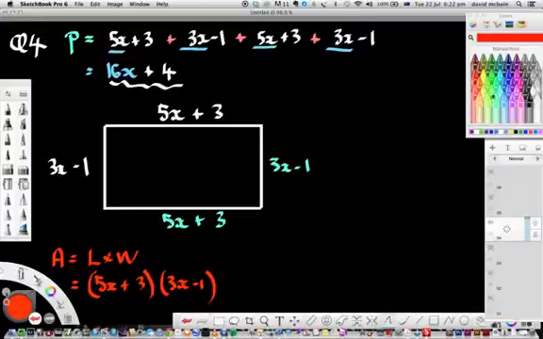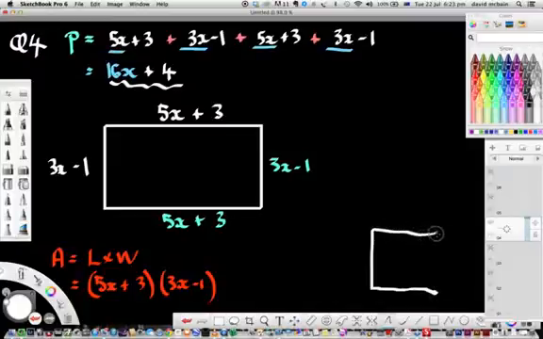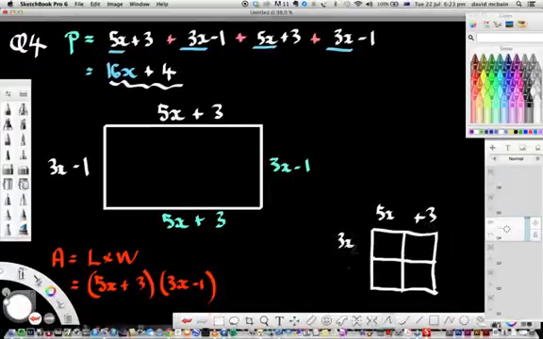And once again, we can use our box method. So we set up a little box, another 2 by 2 box, like this, to multiply out those two expressions. Along the top, it's going to be 5x plus 3, and on the sides 3x minus 1. That's minus 1. So what goes in the boxes here?